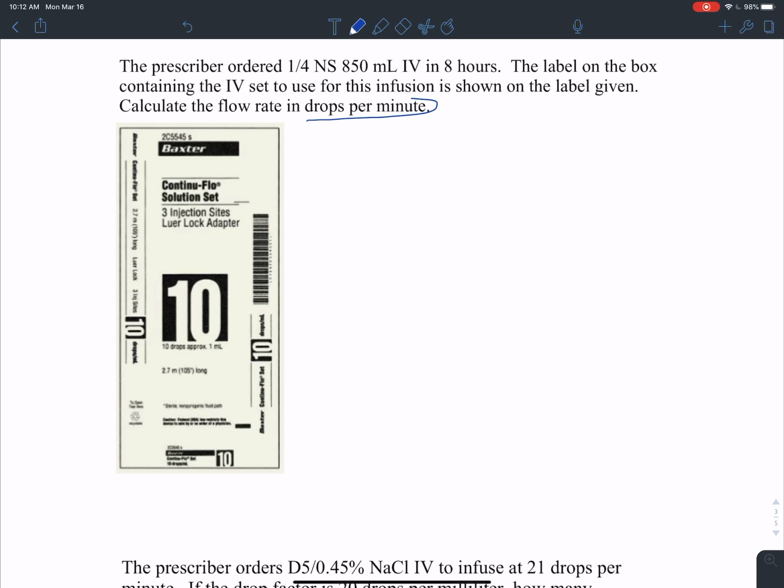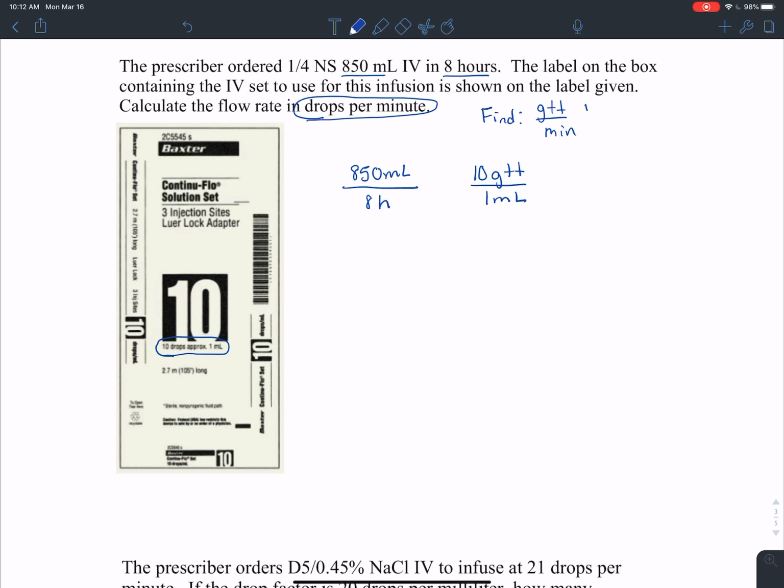So they're telling us the thing we want to end in is drops per minute. If we look at what else they give us, they tell us that we're infusing 850 milliliters in 8 hours. So that is one of the ways to write the flow rates. Then they also told us to look at the label on the box. And in this label, they tell us that in every 10 drops, there's approximately 1 milliliter.